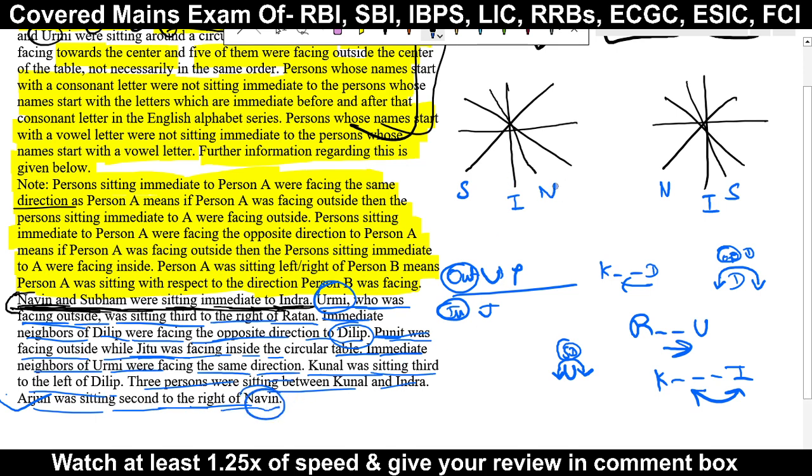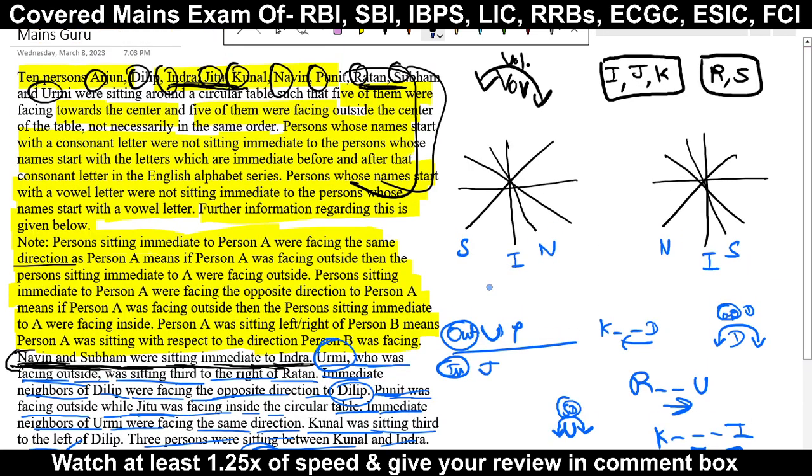We already have Naveen here, so we can place this condition now directly without writing here. So Arjun should be second to the right of Naveen. Is it possible to write Arjun here? It is not possible because it is already filled. So we will write Arjun here.